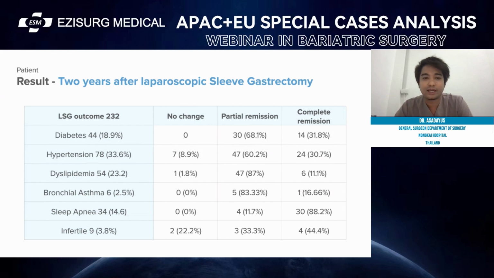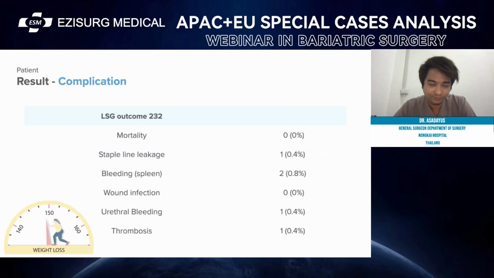And about infertility, because patients with obesity have a high level of estrogen, patients with obesity can develop infertility. After surgery, there was partial remission in 3 and complete remission in 4 patients.